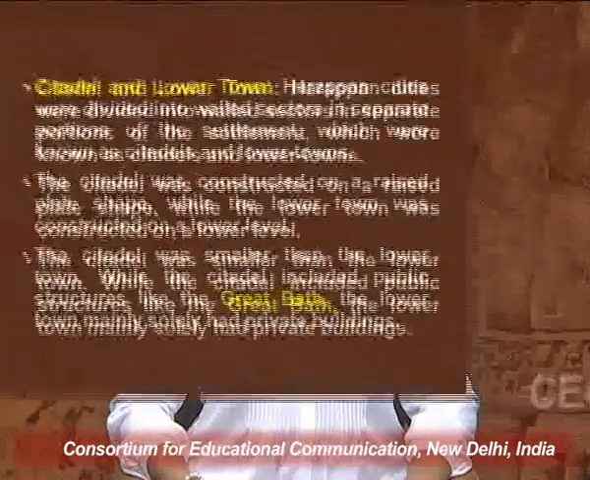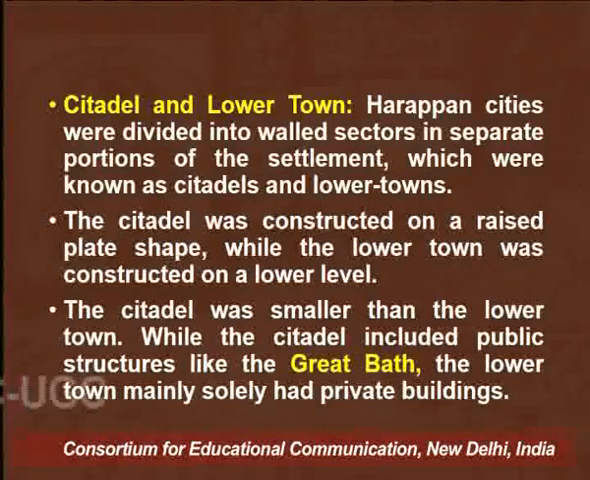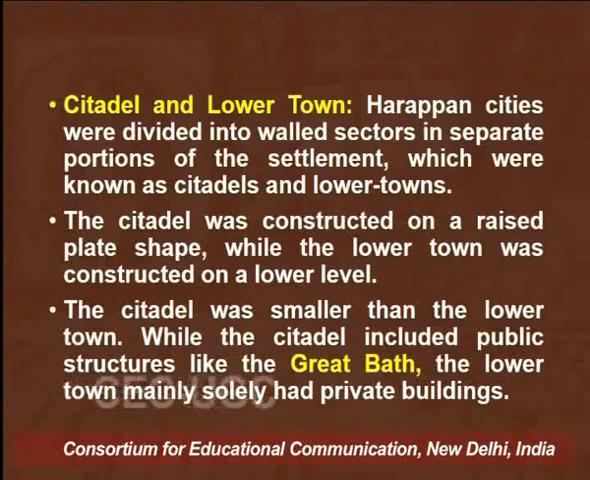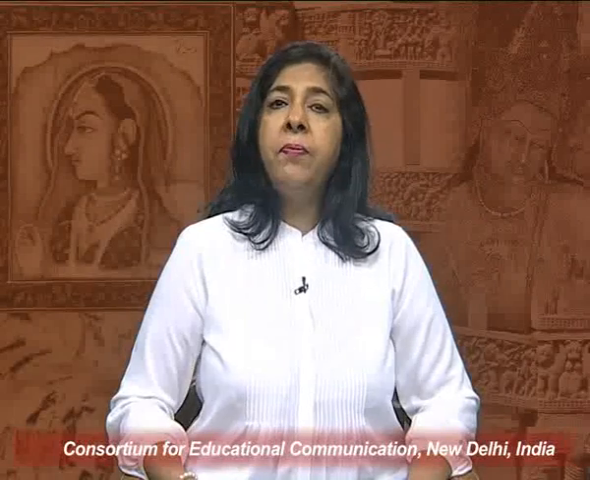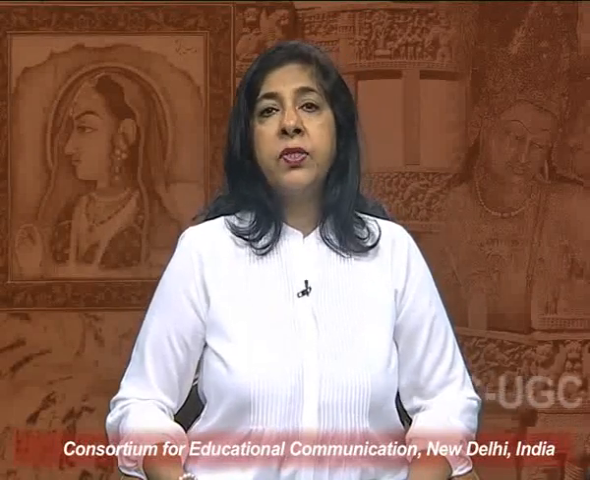A very important feature of Harappan architecture was the lower town and citadel. Harappan cities were divided into walled sectors in separate portions of the settlements. These were known as citadels, which was built on a higher platform, and the lower towns. The citadel was constructed on a raised platform, while the lower town was constructed at a lower level. This also indicates some kind of hierarchy having been there in Harappan society.